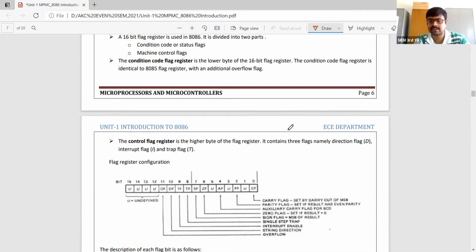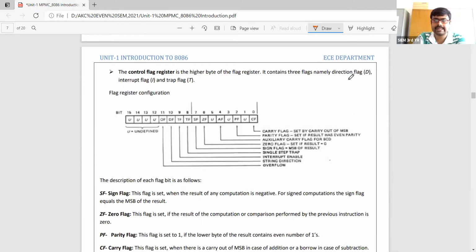It contains 3 flags, namely the direction flag, the notation is capital D. Next, the interrupt flag, the notation is capital I, and the third one is the trap flag, the notation is capital T. So the control flag register is a combination of mainly 3 flags: the direction flag, D; the interrupt flag, I; and the trap flag, T.